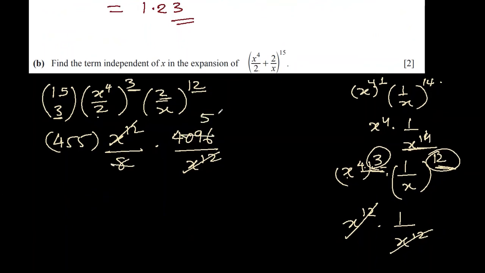So this will be 512. And now 455 multiplied by 512. Let me do this one also. 232960. That is the term.